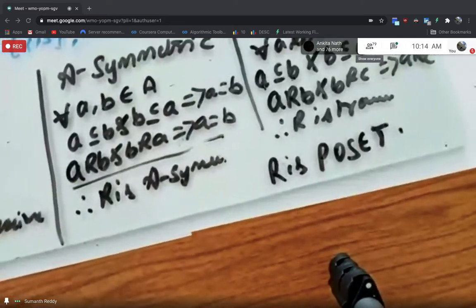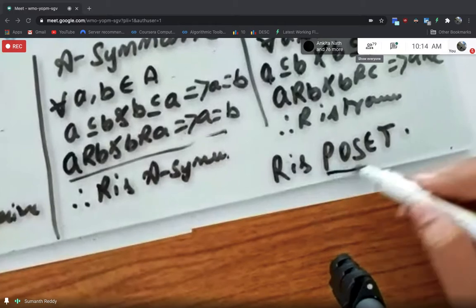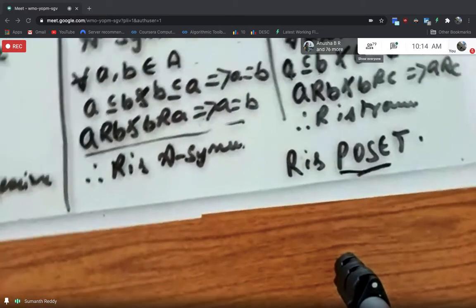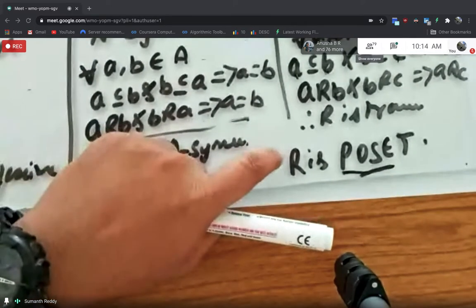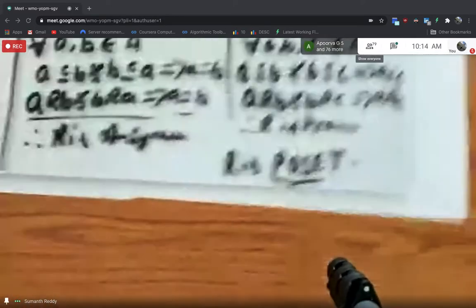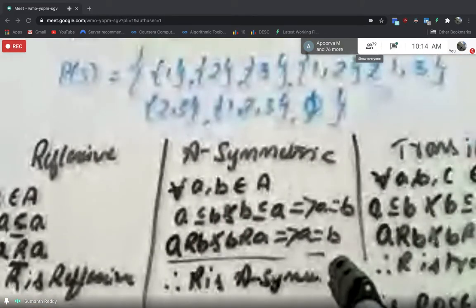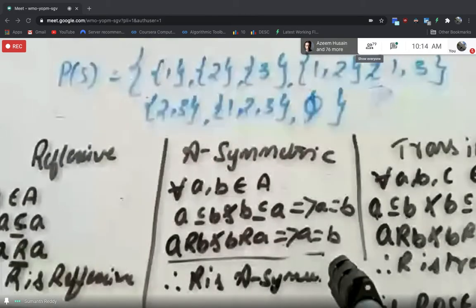Okay, so this final conclusion statement is very much required, right? So for this, marks will be there. Because the question itself is asking whether the relation is a partial ordered set or not. If you don't write this final conclusion, there is a chance that he might cut the marks. Fine. So after this, we need to write the Hasse diagram.